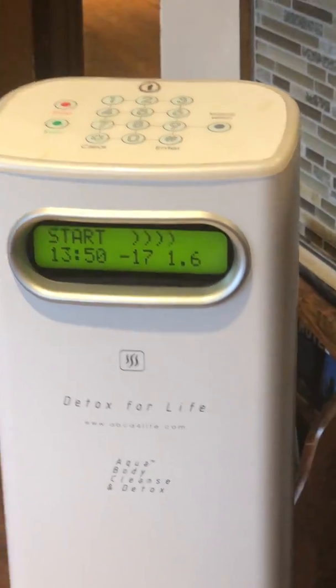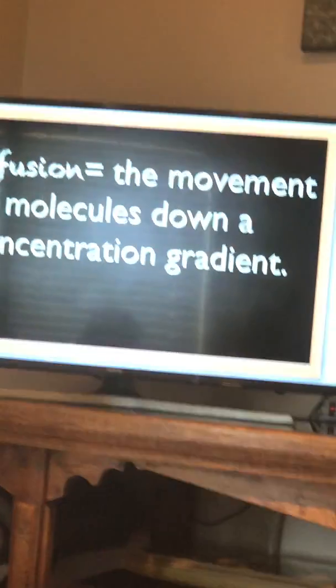The first term I want to introduce is diffusion. Diffusion is the movement of molecules down a concentration gradient. Think about when someone sprays perfume across the room. At first you can't smell a thing, but slowly you begin to get a whiff of it.